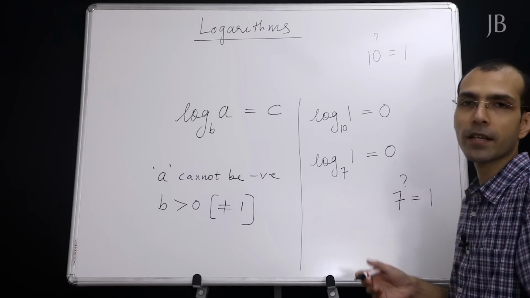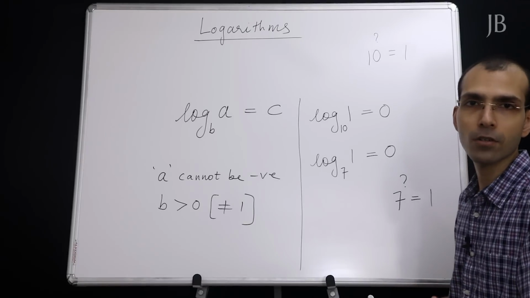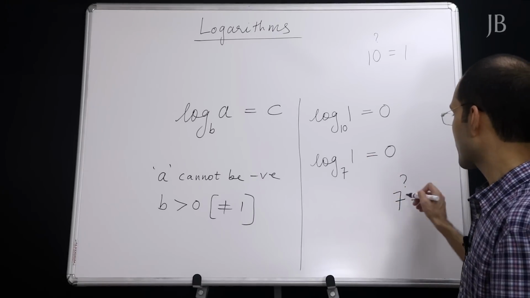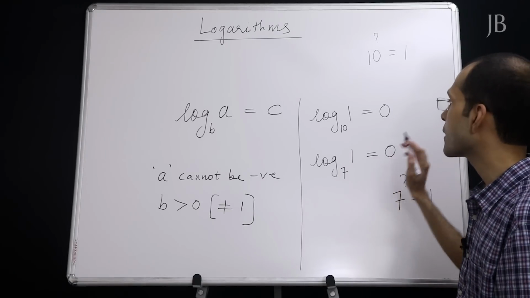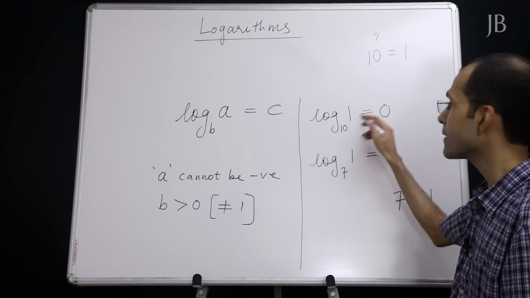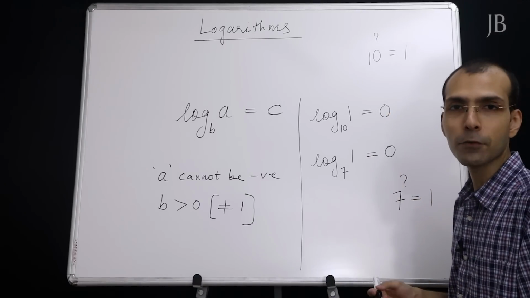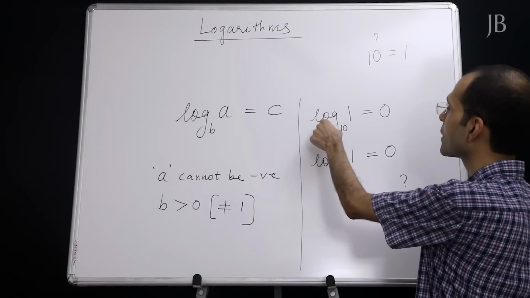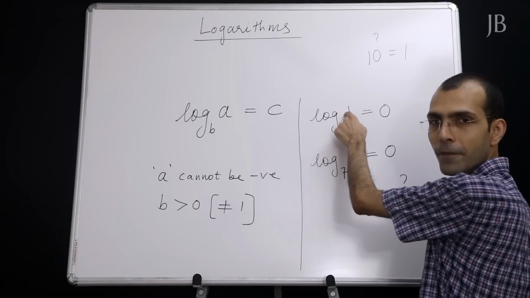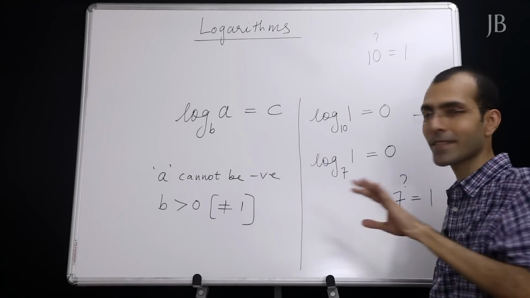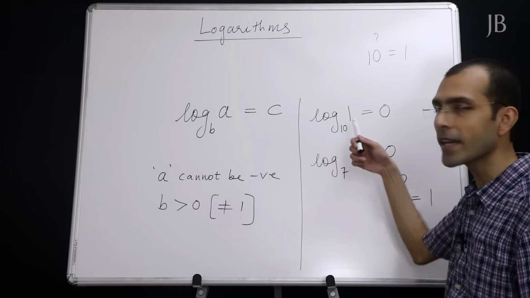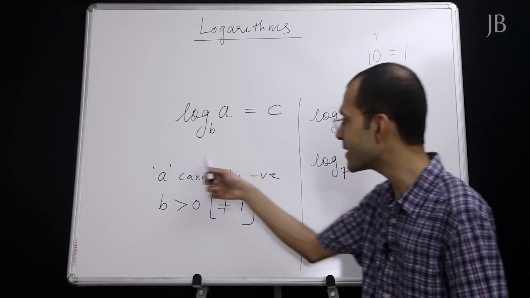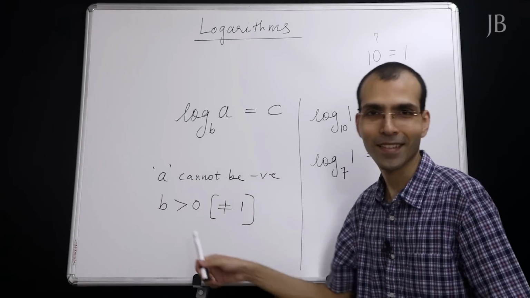So what will come in place of the question mark? 0. So because 7 raised to 0 is 1. So log 1 to the base 7 is 0. Log 1 to the base 10 is 0. Have you realized something? In general, log 1 to any base is 0. Log 1 to any base is 0, of course with these restrictions.